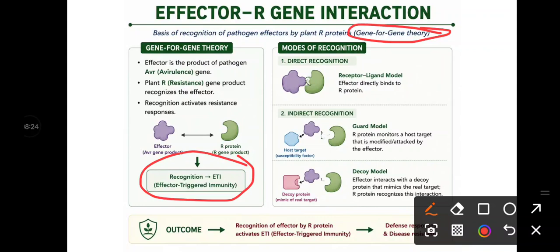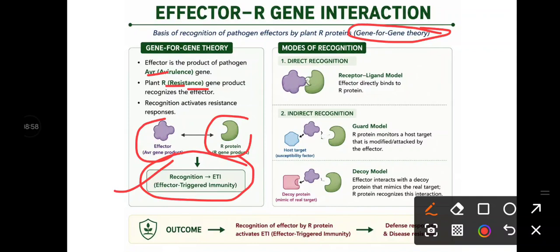So let's study this step by step. Effectors are the product of pathogen virulence genes. This is true. And the plant gene product that recognizes the effector is the R gene or resistance protein. When this effector and R gene interact, it will trigger the ETI. A particular gene will interact with another particular gene of the host plant.